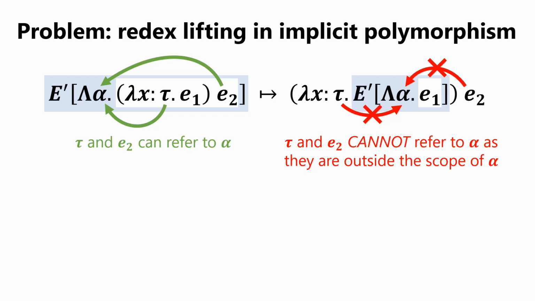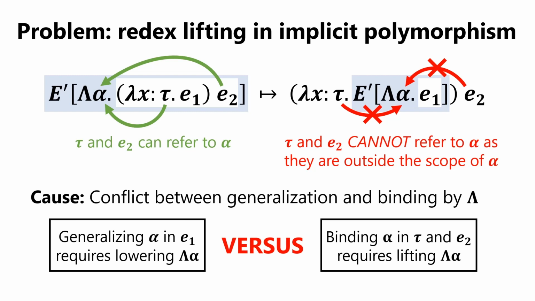We can view the root cause of these problems as the conflict between two roles of type abstraction: generalization and binding of type variables. For generalization, the evaluation context E' requires the hole to be filled with a term of a polymorphic type, because the type of the redex is generalized by the type abstractions on the left-hand side. So the type abstraction must be lowered into the function body on the right-hand side. But to bind alpha in tau and E2, we need to lift the type abstraction together with the redex. So in summary, the type abstraction must be lowered for generalization and must be lifted for binding. This is the reason why the redex lifting is not type preserving in implicit polymorphism.